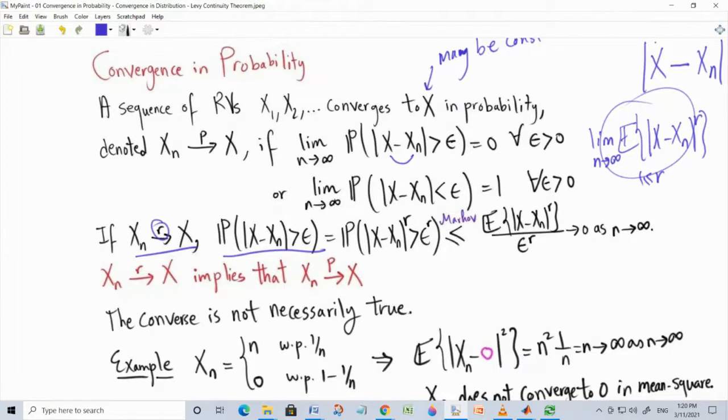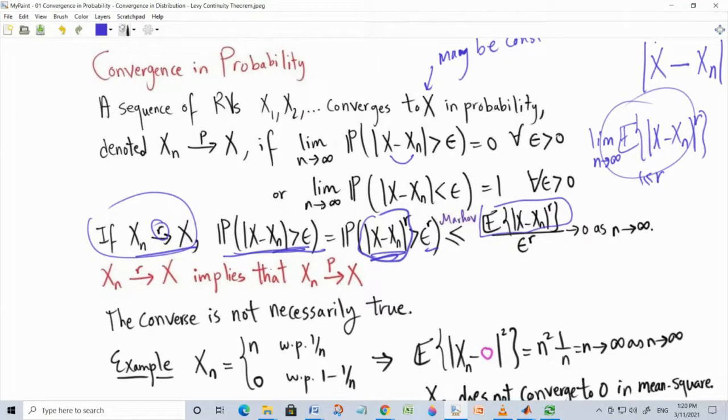Both sides here are positive, so this probability is equal to the probability of the inequality with both sides raised to any power. I would choose power r such that r is greater than or equal to 1. Then this is a non-negative random variable, so we can apply Markov inequality, and this will be upper bounded by the expectation of this quantity divided by epsilon to the r. Now, if Xn converges to X in the rth mean, this means that this expectation goes to 0 as n goes to infinity, so the upper bound on this probability goes to 0 as n goes to infinity.